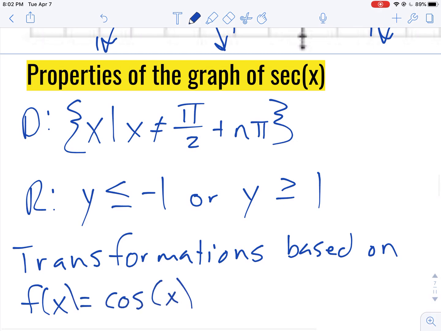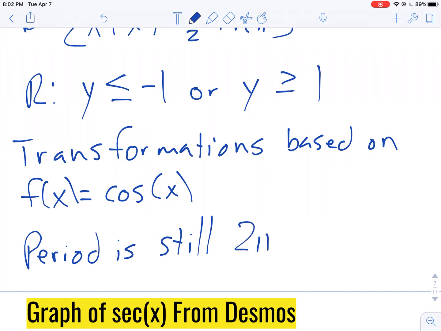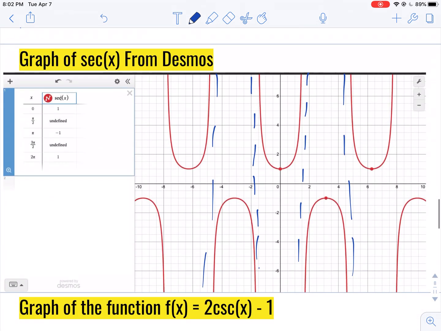So since I'm thinking about my transformations as f of x is equal to the cosine of x, I'm not super concerned with my amplitude or omega values. That's going to come much more into play when I start thinking about my sine and cosine graphs. My period is still 2 pi. Again, we have that graph.